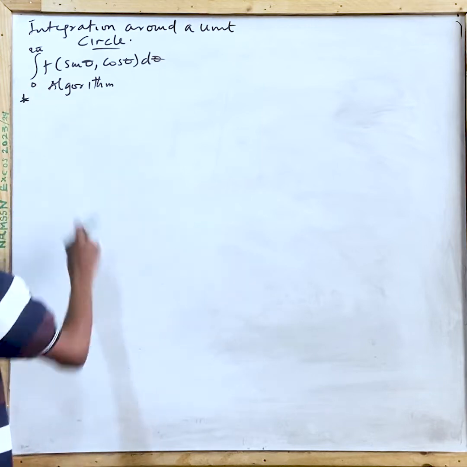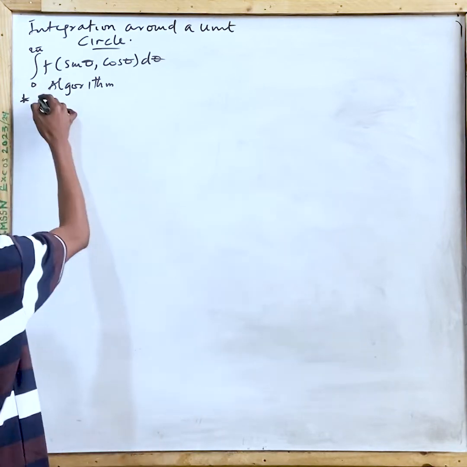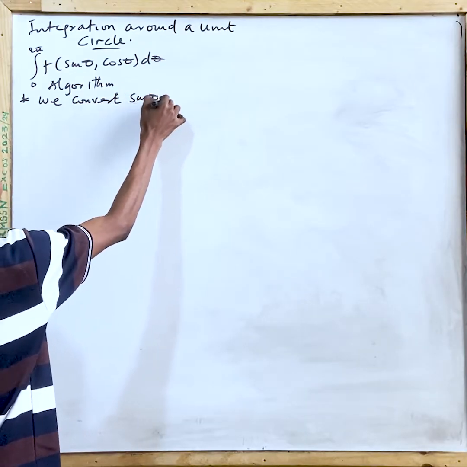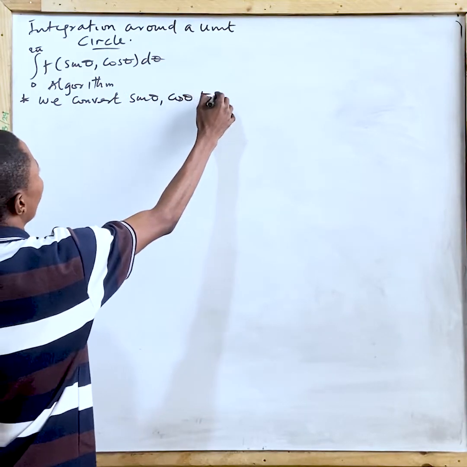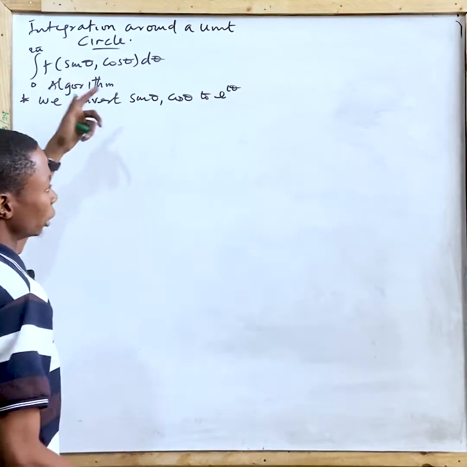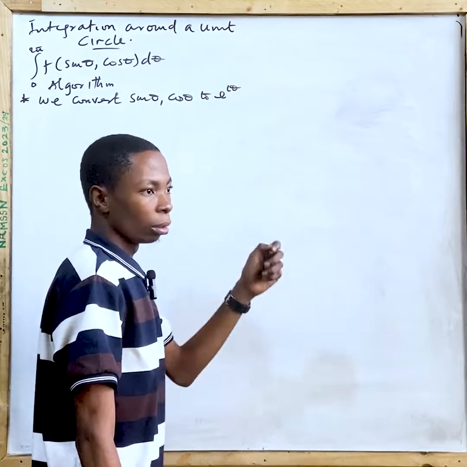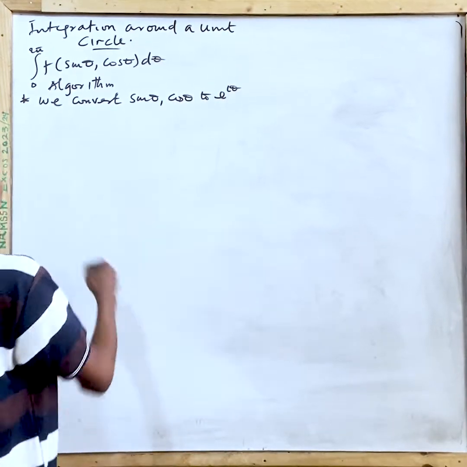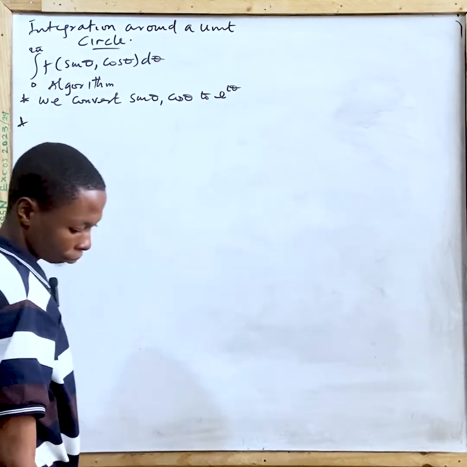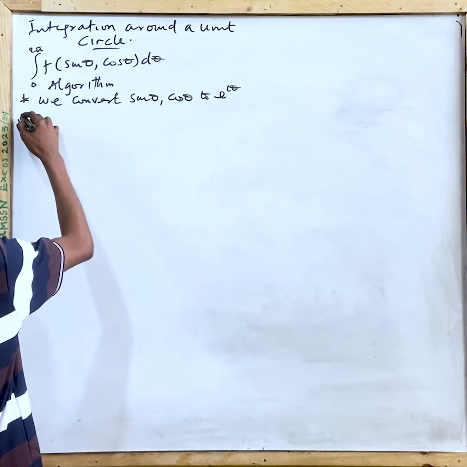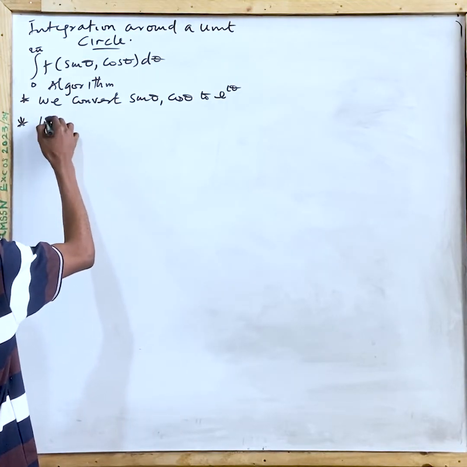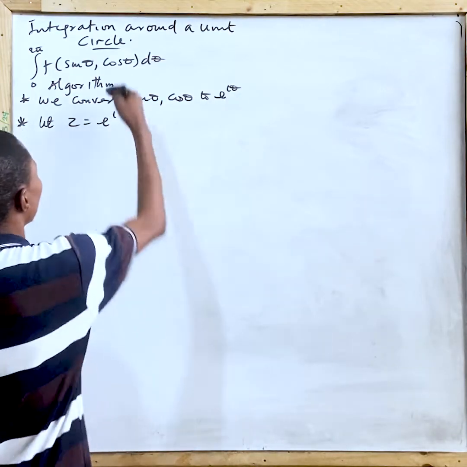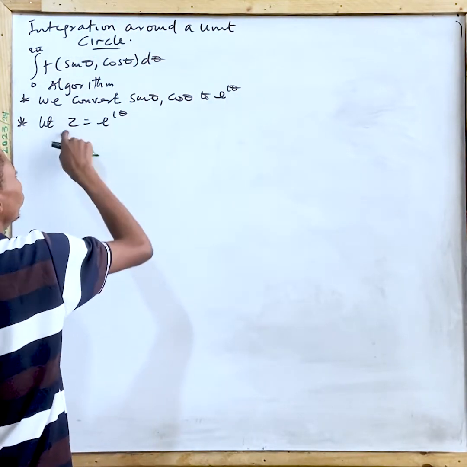Number one is that we convert sine theta and cos theta to exponential i theta, using the relationship that sine theta is exponential i theta minus exponential minus i theta over 2i. And then from there, we assume that z equals exponential i theta. So from there, we've transformed the integral from the real plane to the complex plane.